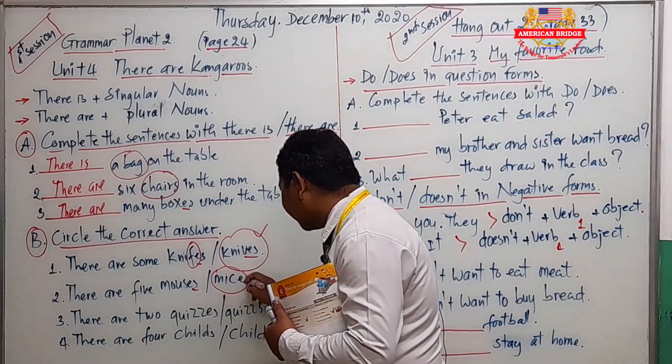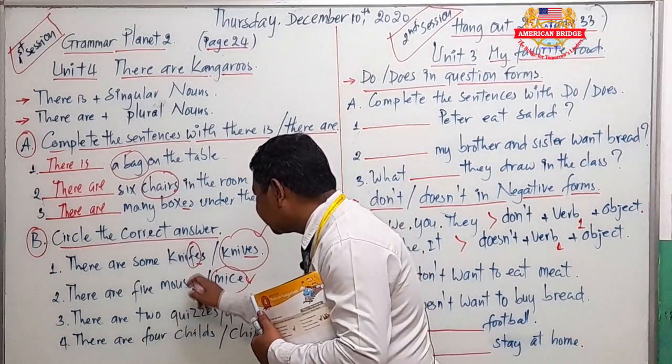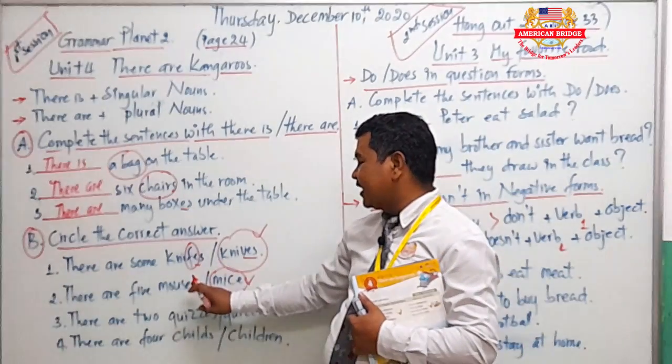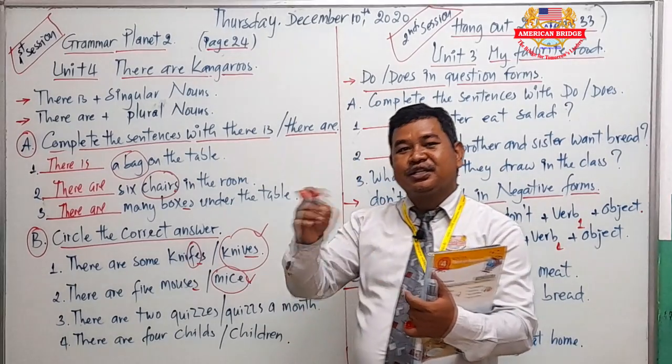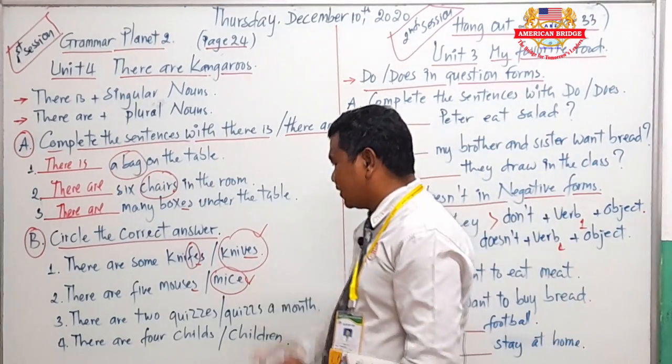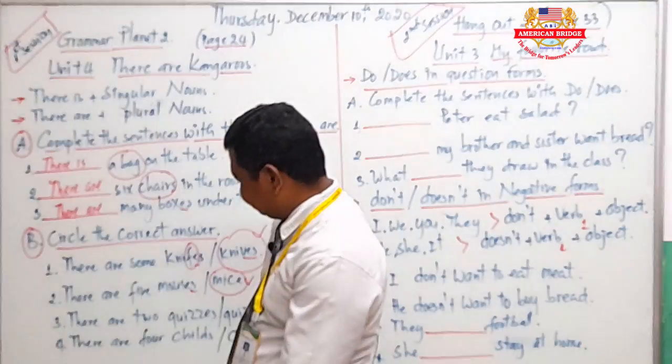This one is correct because this one is incorrect. Mouth changes. This one is about irregular nouns that I have already mentioned. So, number 3.